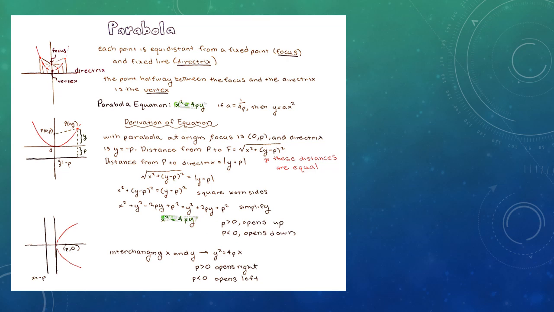The equation for the parabola would be x squared equals 4py. And then if we assume that a equals 1/4p, then we can use y equals ax squared.